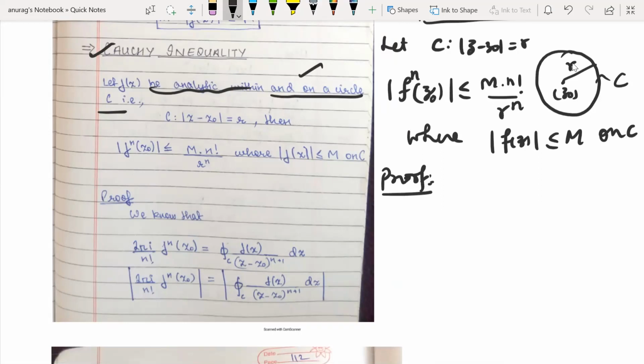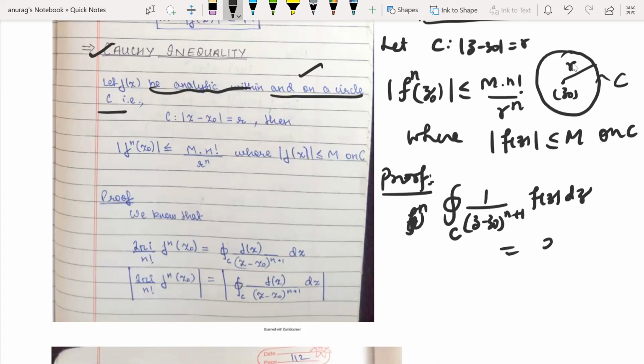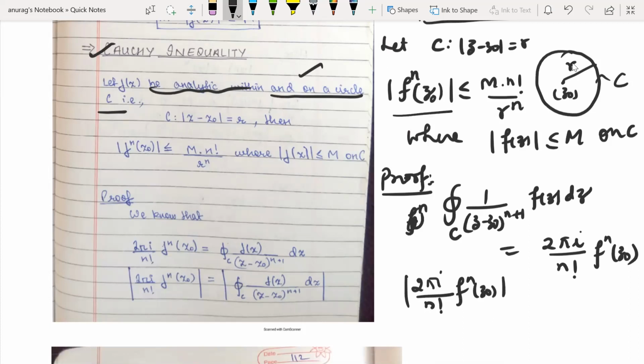We know that, along any curve, the integral of 1 upon (z - z0) to the power n plus 1 times f(z) dz is equal to 2 pi i over n factorial times the nth derivative of f(z) at z equal to z0. This is the Cauchy integral formula for derivatives. Now take the magnitude on both sides.